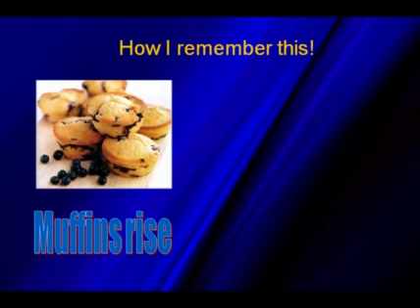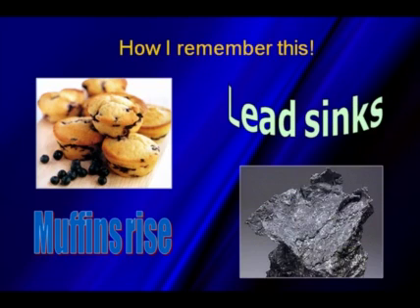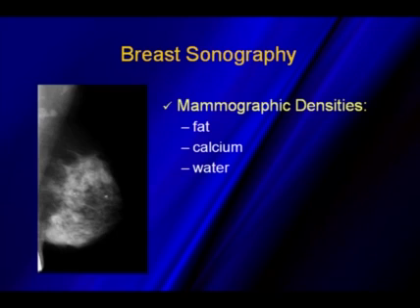You know, I've always had a hard time in remembering this, and how do I figure out which is which? So the one way I remember it, muffins rise. If you're on the medial aspect, you need to look higher than a lesion really projects on the mammogram. And remember that lead sinks. If you're lateral, you need to look lower at lesions. So it's kind of how I remember: medial lesions are going to be scanned higher than they really project. Lateral lesions, you need to scan lower than they project.